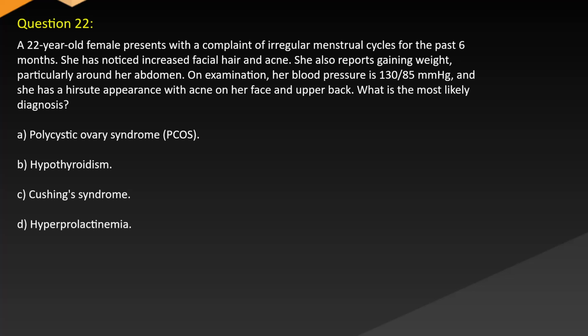A 22-year-old female presents with a complaint of irregular menstrual cycles for the past 6 months. She has noticed increased facial hair and acne. She also reports gaining weight, particularly around her abdomen. On examination, her blood pressure is 130/85 mmHg, and she has a hirsute appearance with acne on her face and upper back. What is the most likely diagnosis? A, polycystic ovary syndrome, PCOS. B, hypothyroidism. C, Cushing's syndrome. D, hyperprolactinemia.